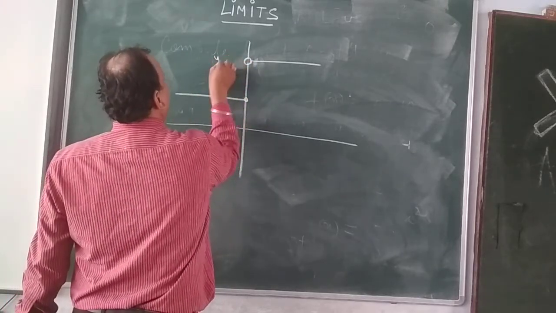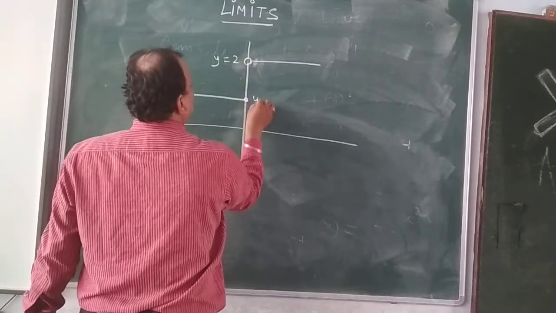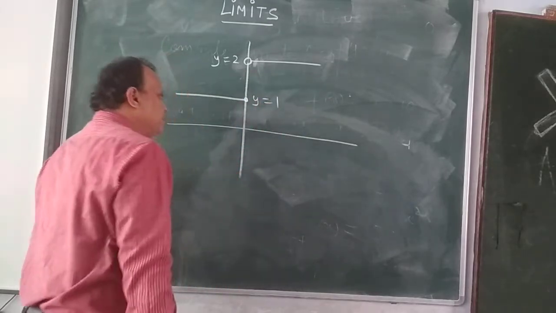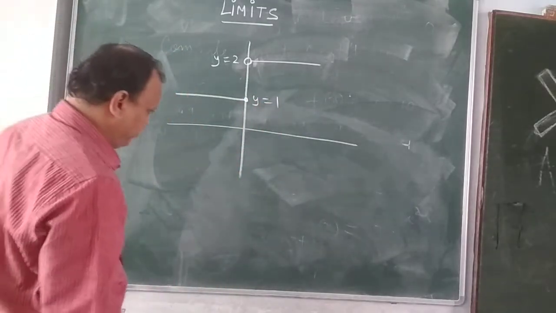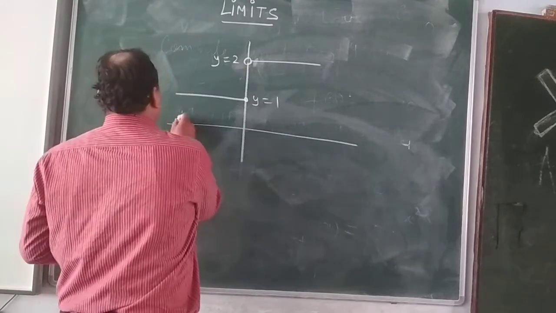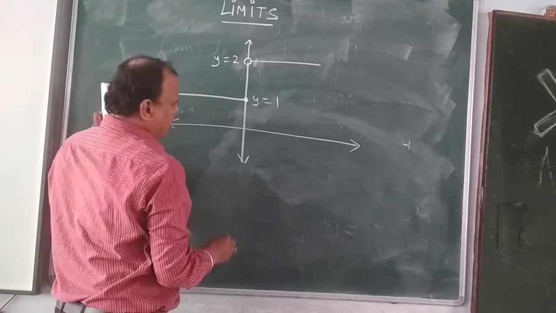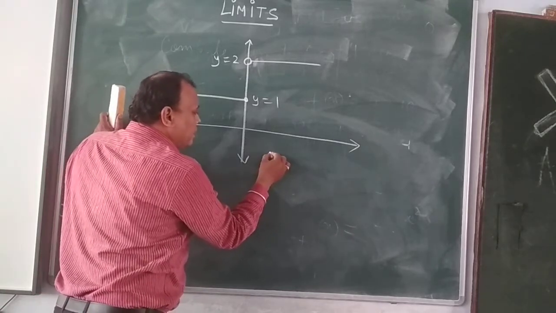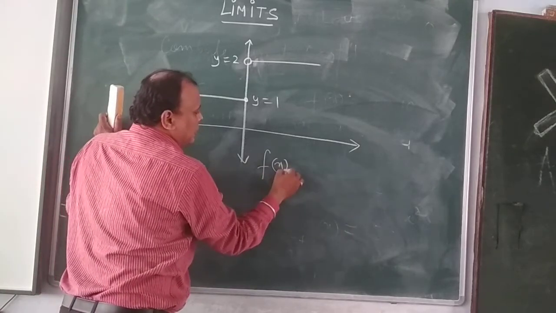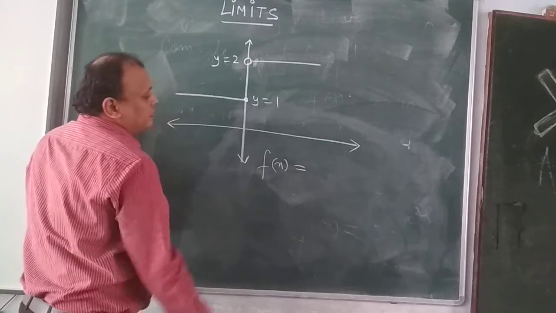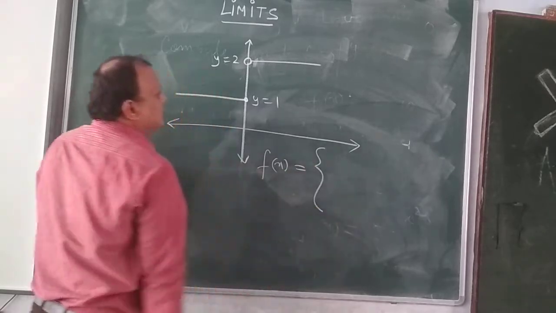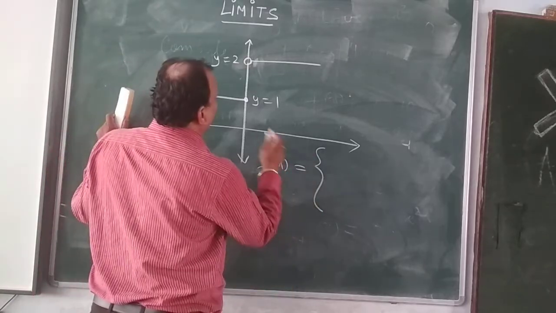Children, this is y equals to 2 and this is y equal to 1. If I want to display this with the help of mathematical equation, then I will write f of x is equal to, how will you write this?